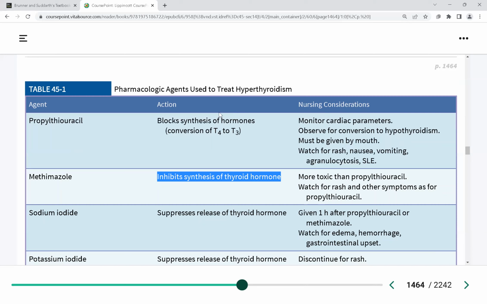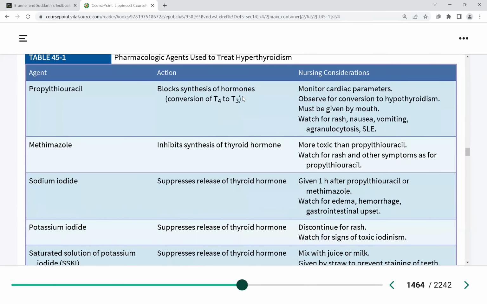Okay, so since the drug blocks iodine from binding in the thyroid gland, therefore the patient cannot make thyroid hormones without iodine, correct? And the drug prevents iodine from binding in the thyroid gland. Can you make T3, T4? No. So that's how the drug works. And that's how it decreases the T3, T4 levels.